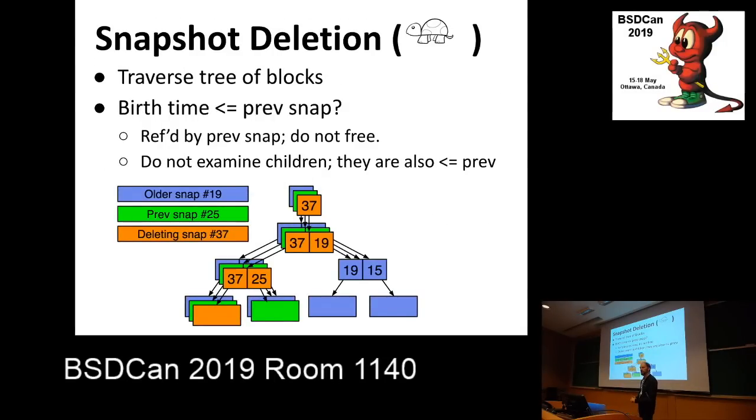All right, so the first way that we could delete snapshots, I call the turtle algorithm. The way that you could do this is traverse the tree of blocks, check their birth times to see if they're referenced by the previous snapshot, similar to what we talked about for figuring out if we can delete a block that's owned by the file system. And a cool thing about this is that we don't have to examine children if they're not referenced by the previous snapshot either. So to take this example here, essentially, if we find an indirect block that was created a long time ago, then we know that all of its children were also created a long time ago. So we know that we can't delete any of that stuff, and we can skip traversing down into that part of the tree.